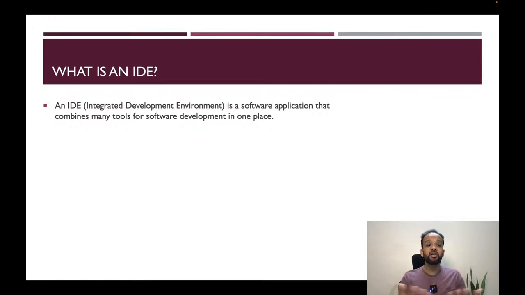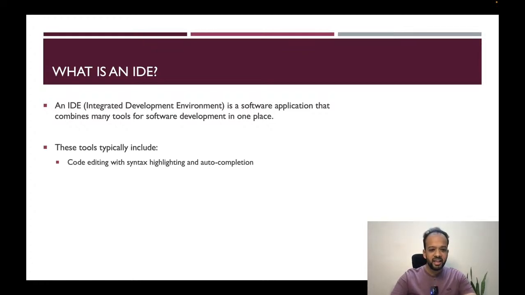So all of these different tools for software development are in one place, and that's what we call an integrated development environment. What are these tools? Typically code editing with syntax highlighting and auto completion, right? So the syntax can get highlighted depending on what kind of syntax it is, right? If it's a function, or different kinds of syntax, it gets highlighted in a different manner in different integrated development environments, right? So it depends on the IDE tool that you will be using, how the syntax will be highlighted. And auto completion is another feature that is there.